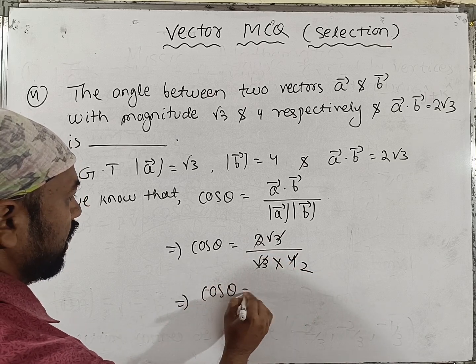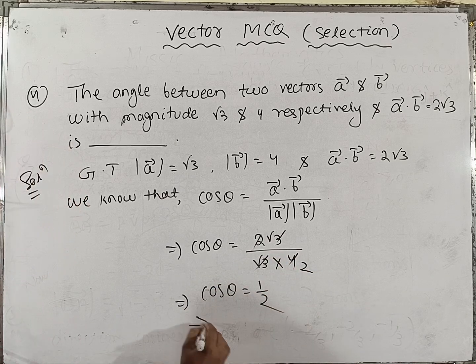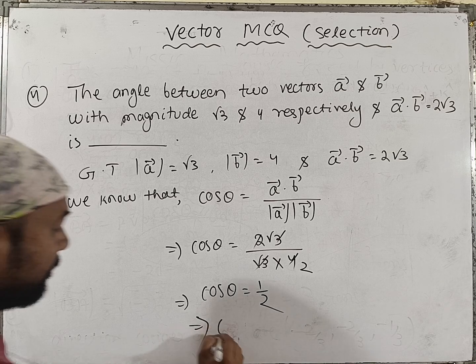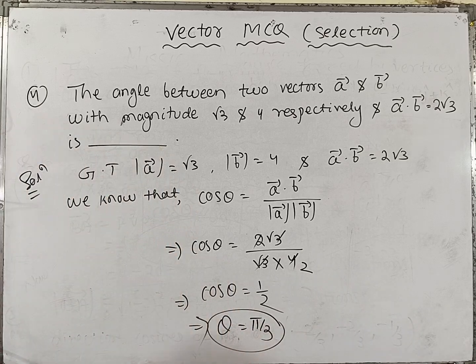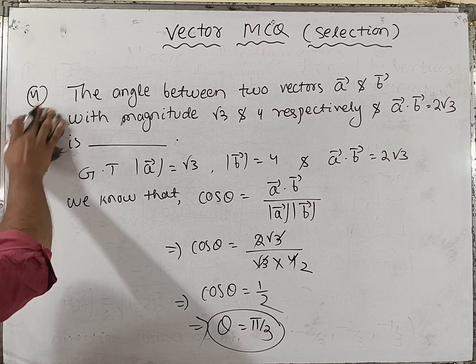So cos theta is equal to 1 by 2. That implies theta is equal to pi by 3, because cos pi by 3 is equal to 1 by 2. Hence the angle between the two vectors is pi by 3. Then let us go through question number 5.